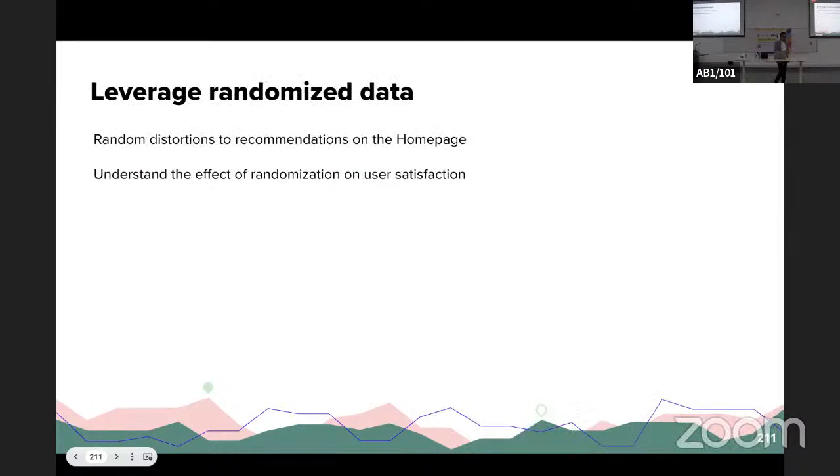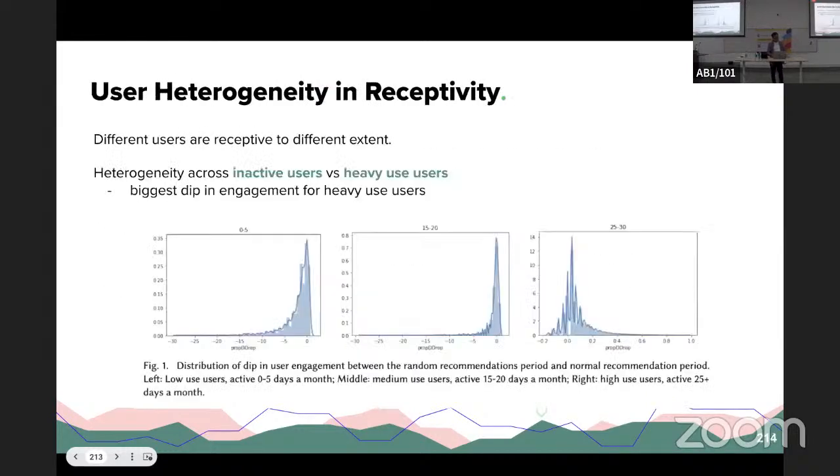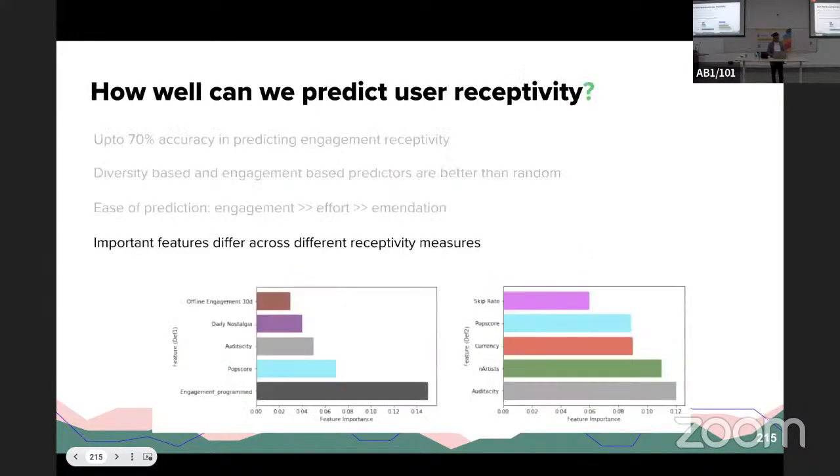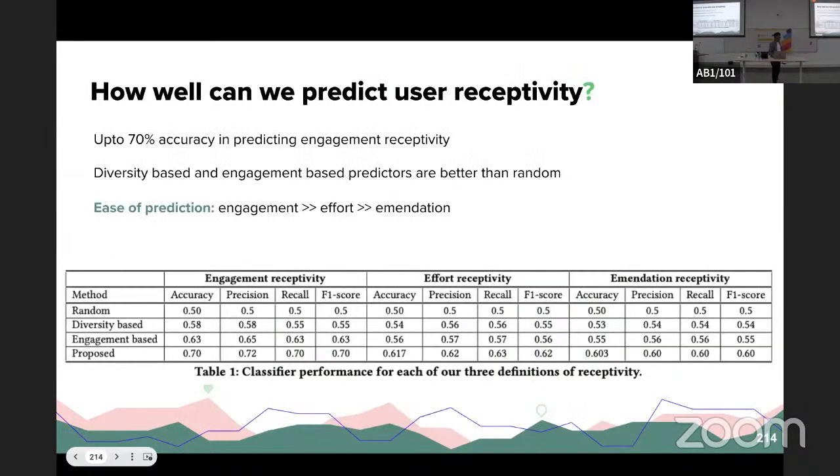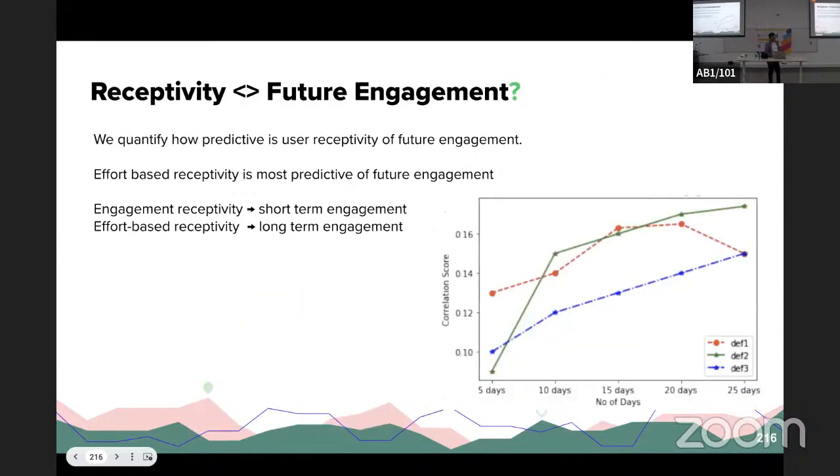To train the model, we did some random distortions on the homepage to understand how okay you are if I randomly start distorting, and we used that data to develop a prediction model. Long story short, I'm skipping slides because it's very obvious now, we were able to predict receptivity, tolerance, and engagement. Receptivity was far more predictive than effort and stickiness. The important thing is that receptivity is predictive of future engagement on my platform.